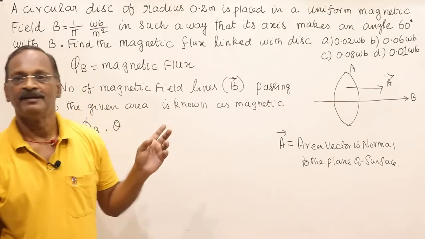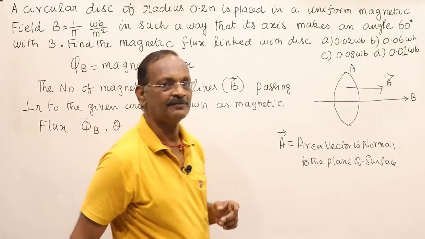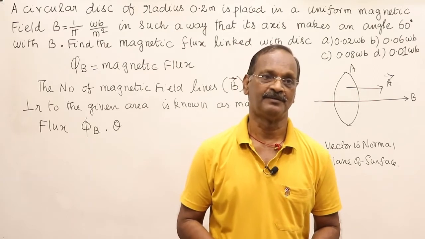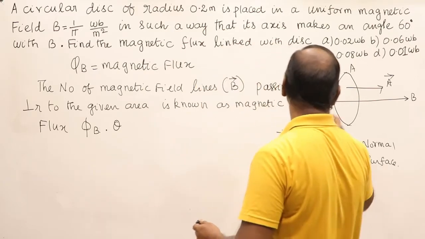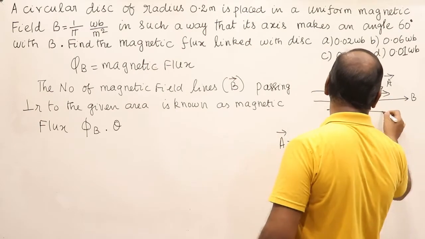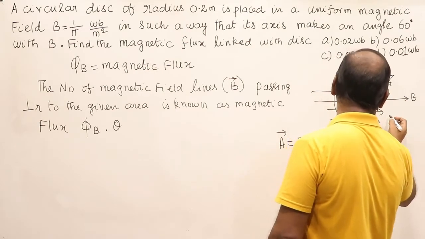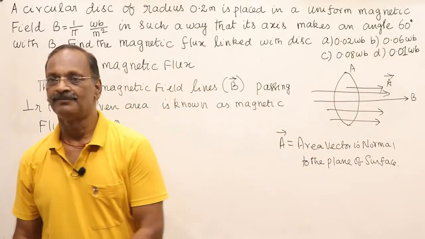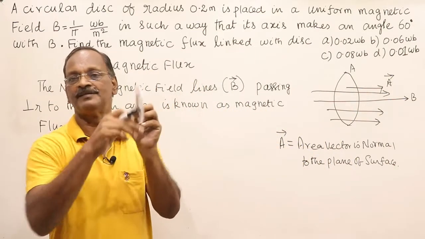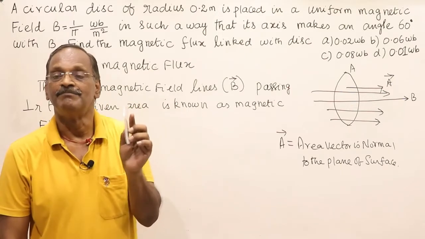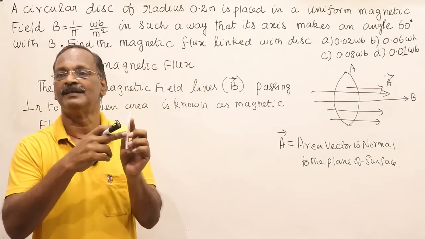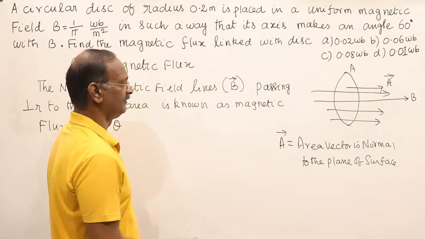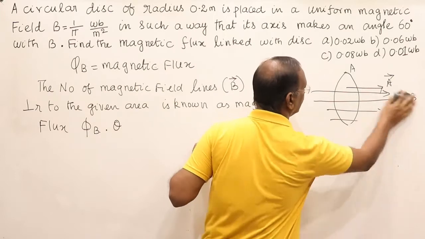So we can define magnetic flux as the number of field lines passing perpendicular to a surface. The magnetic field lines are passing perpendicular to this surface. How many lines are passing through this area? That is called magnetic flux.